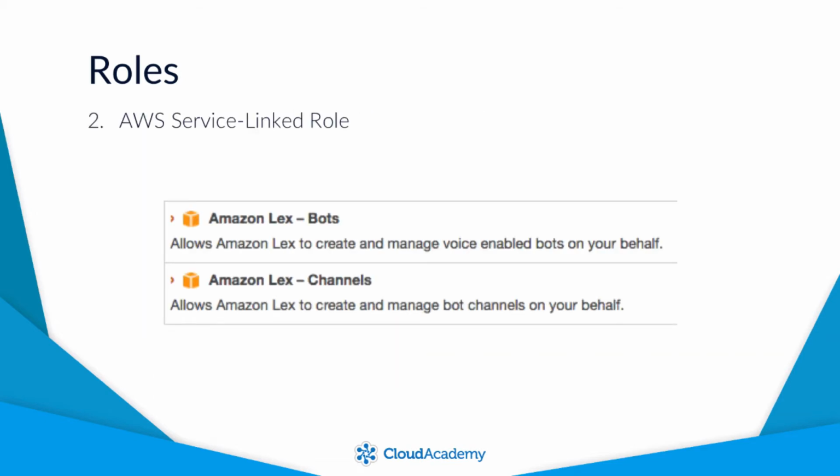Secondly, the AWS Service Linked role. These are very specific roles that are associated to certain AWS services. They are predefined by AWS and the permissions can't be altered in any way, as they are set to perform a specific function. Examples of these AWS Service Linked roles are Amazon Lex Bots and Amazon Lex Channels. Once you have selected your Service Linked role, you simply need to assign it a name and complete the creation. Remember, these roles do not allow you to modify the permissions assigned.